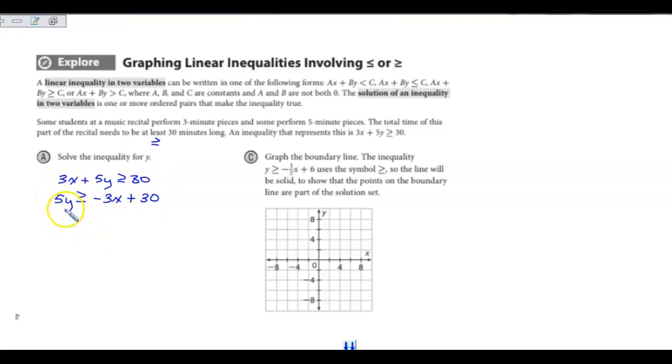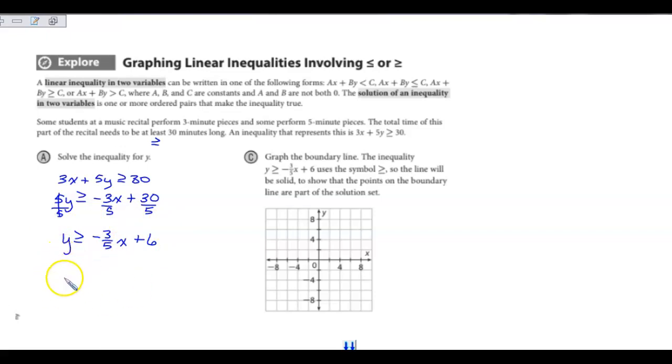Now, y is positive, but it's not alone, so I need to get rid of that 5. I'm going to divide everything by 5. And so y is now alone and positive. Bring down my symbol. Because I cannot simplify 3/5, I'm going to rewrite negative 3/5 x. And 30 divided by 5 is positive 6, so it's plus 6. This is going to be the equation that I am going to graph.